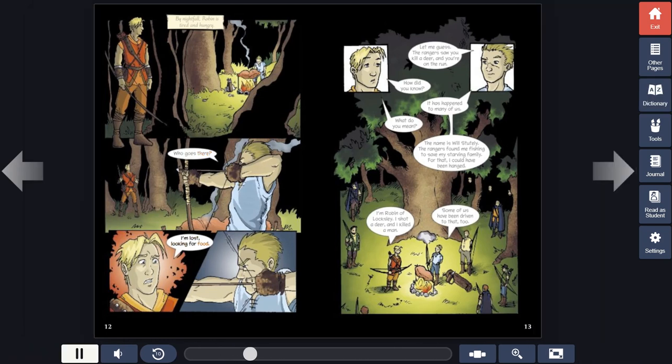I'm lost, looking for food. Let me guess. The rangers saw you kill a deer and you're on the run. How did you know? It happened to many of us. What do you mean? The name is Will Stutely. The rangers found me fishing to save my starving family. For that, I could have been hanged.